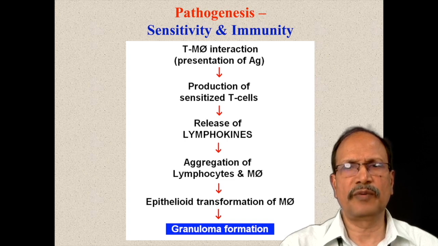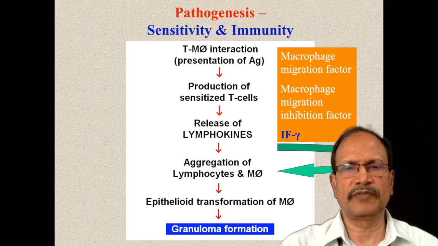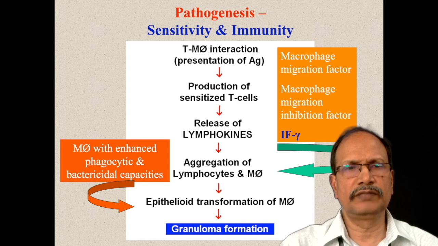These transformed macrophages, which are efficient killers, are known as epithelioid cells, which are the constituents of granuloma formation. Macrophage migration inhibition factor, macrophage migration factor, and interferon gamma are responsible for activation of the macrophages, containment of macrophages, and recruitment of macrophages to the site of infection. The macrophages with enhanced phagocytic activity and bactericidal capacities are known as epithelioid cells, and they are efficient killer cells.